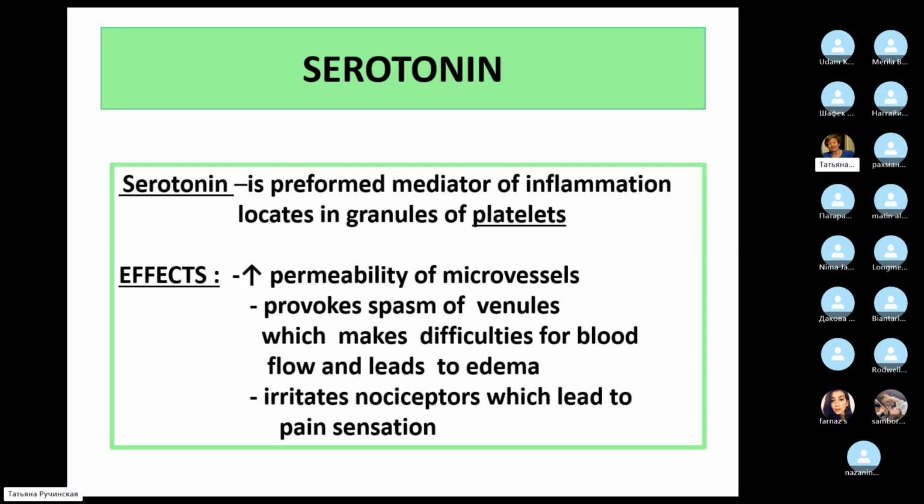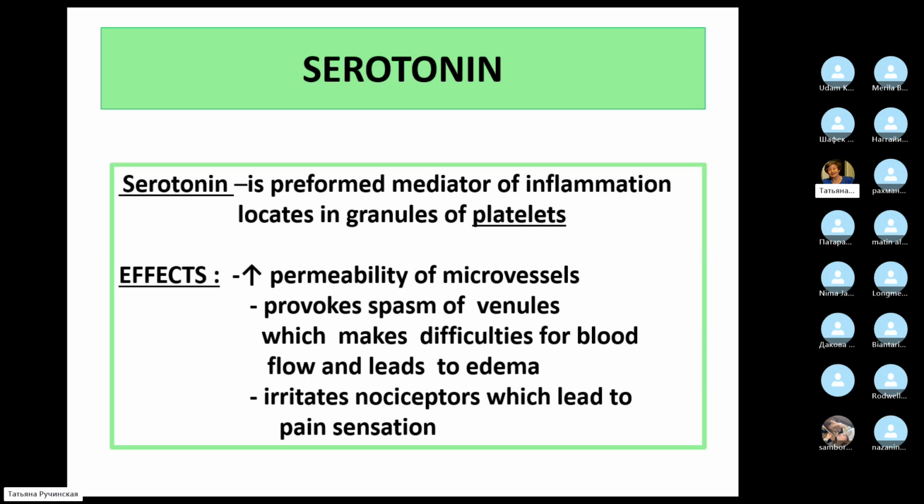The effect of serotonin. At first it increases permeability. You see, increased permeability. Another very important effect, it will lead to spasm of venules. If there is spasm of venules, what do you think? The consequence of it will lead to stoppage or impairment of venous blood flow. You see, it is clear.